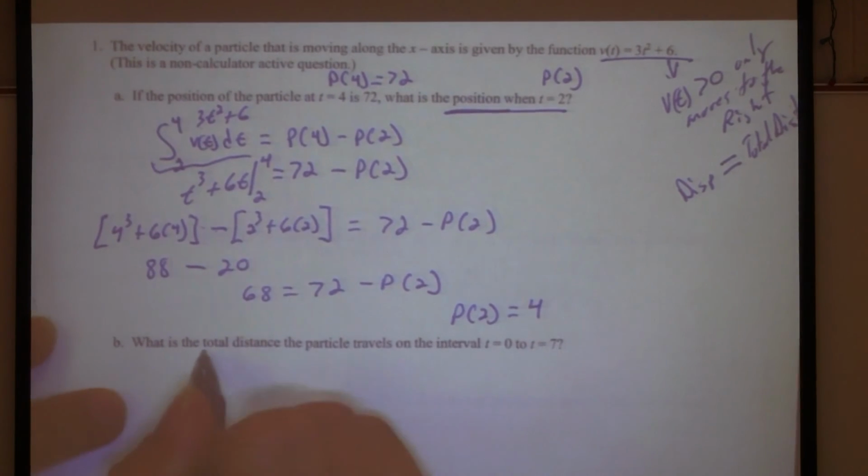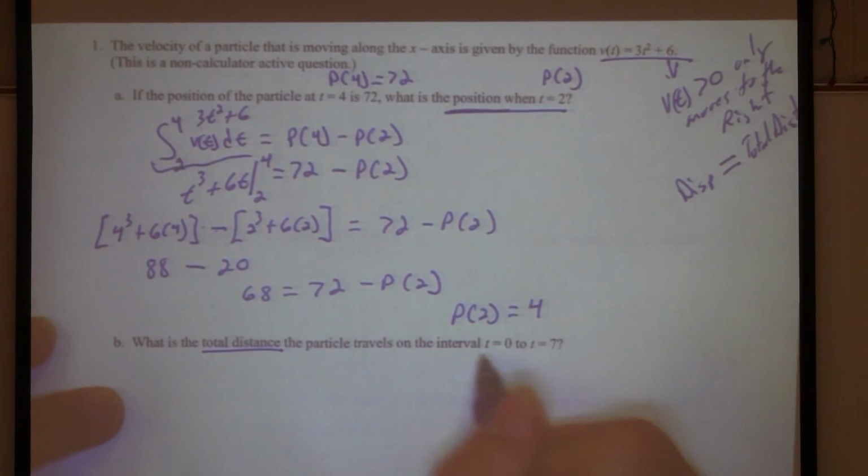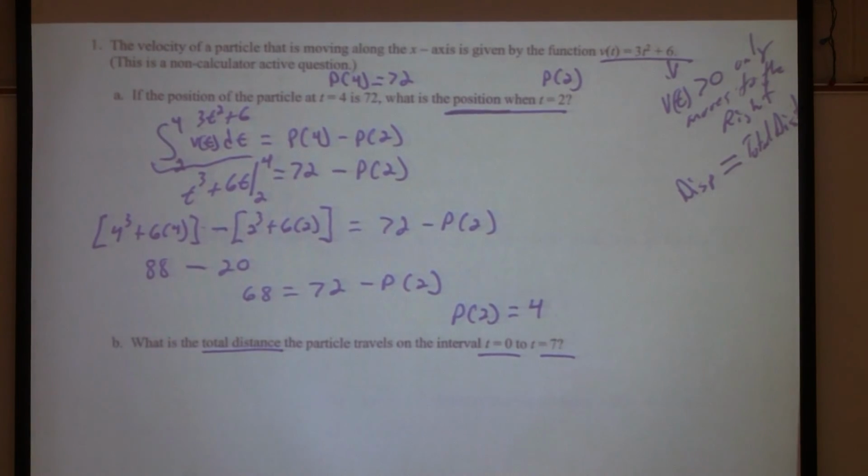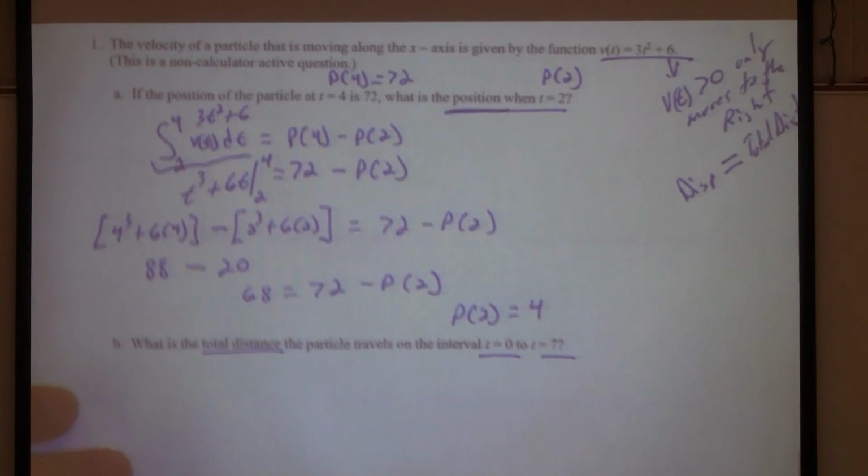Part B says, what is the total distance that the particle travels from 0 to 7? What could we do there? Evaluate the integral from 0 to 7. Very good, we could do the same integral, right? But instead of from 2 to 4, now it would be from 0 to 7. Do we need to put the absolute value on it? No, why not? Because velocity in this problem is always what? Greater than 0, right?